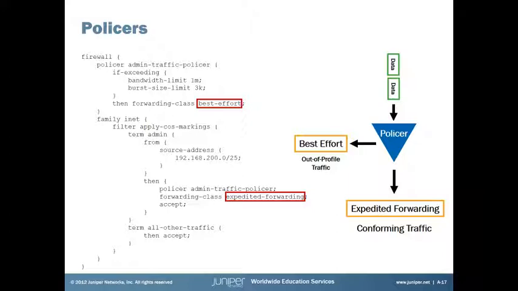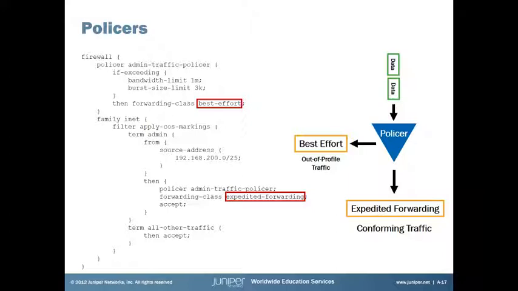So the consequence of that is if we exceed this particular burst size here, then the traffic that is sourced from this subnet will have the policer applied, and the forwarding class will be set to best effort. Otherwise, the forwarding class will be set to expedited forwarding.